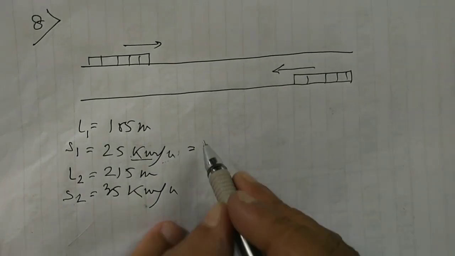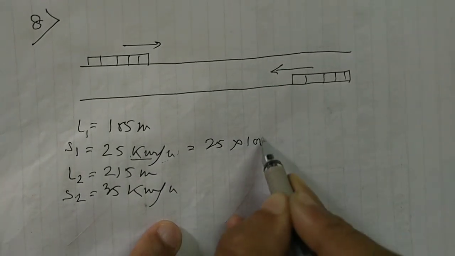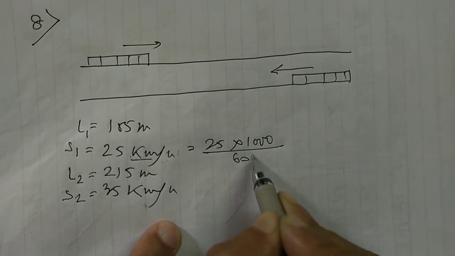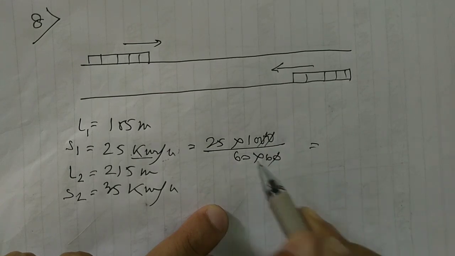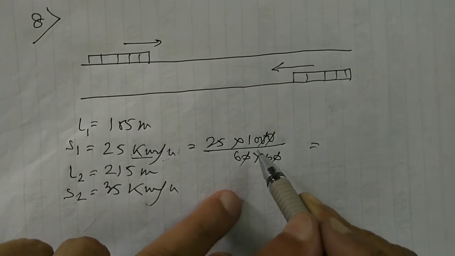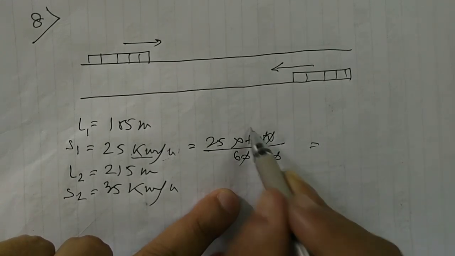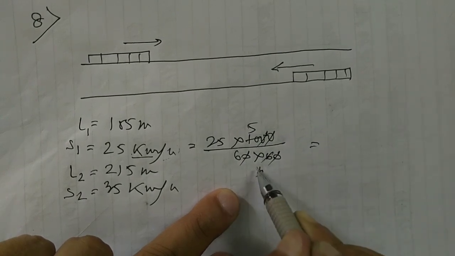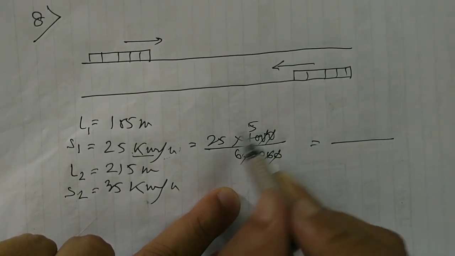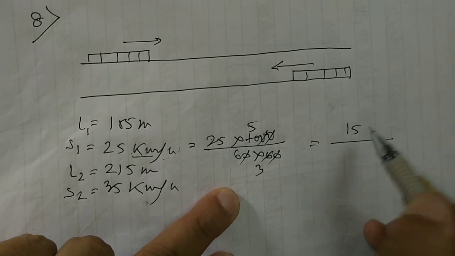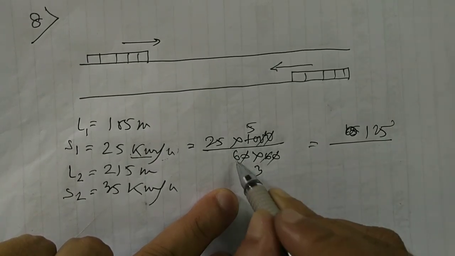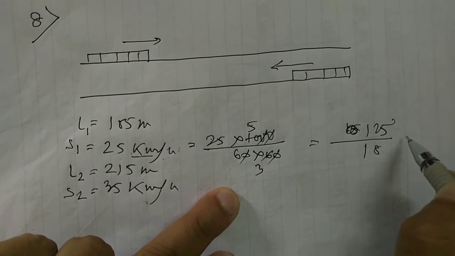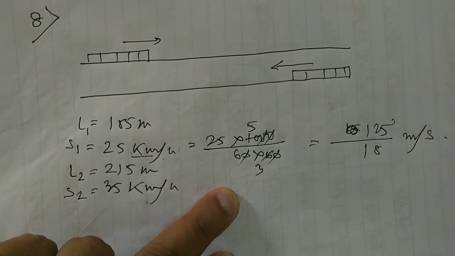So let us change 25 into 1000 by 60 into 60. Zeros cancel. So what we are getting? 5 into 25, 125 by 3 6 18 meter per second.